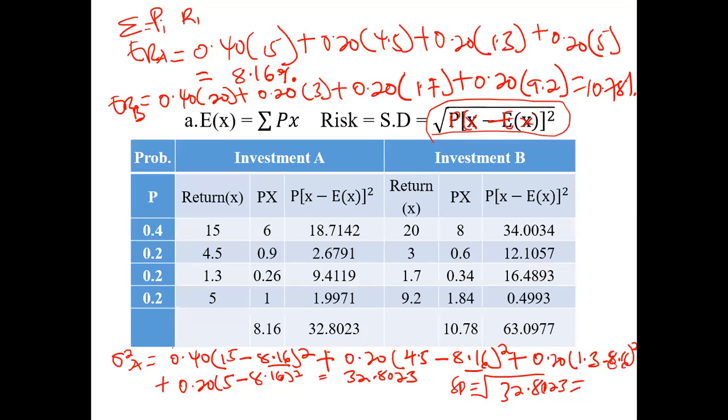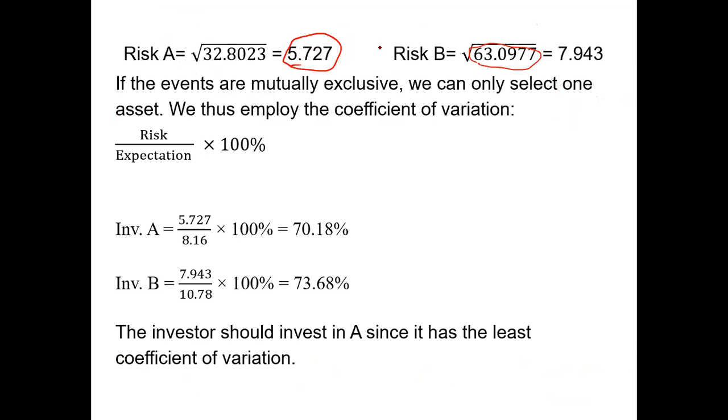Now, for some assets, if you compare, asset A has a lesser return as compared to asset B. And in terms of risk, asset A has a lesser risk as compared to asset B. So here we cannot tell directly which asset you should choose, because for asset A, the return is less and the risk is less. For asset B, the return is higher and the risk is higher. So in other words, we have to do what we call a relative analysis. And the relative analysis is finding the percentage of the expectation, or finding the percentage of return that is risk. And that idea is referred to as coefficient of variation.